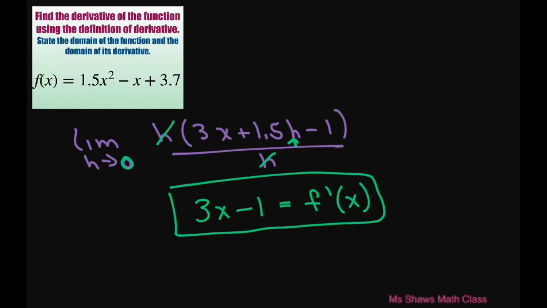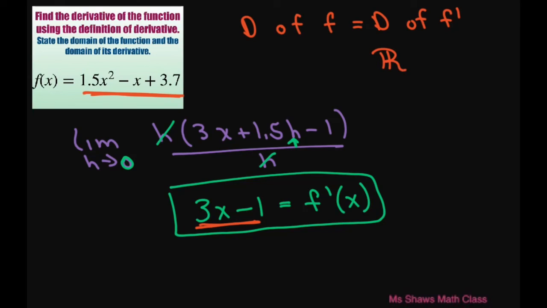Now, the domain. This is just a quadratic function, so we all know that it opens up and what it looks like. So the domain of f equals the domain of f prime. This is just a line. So that means this is all real numbers. So just do double R like that. That is your domain for both of them.